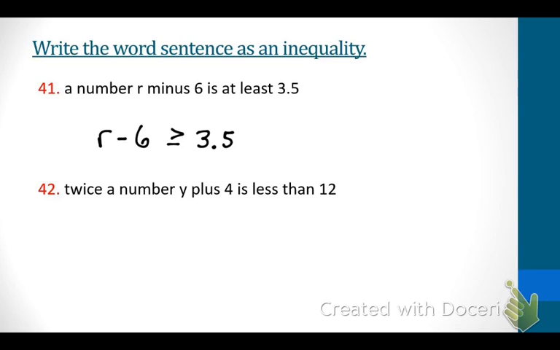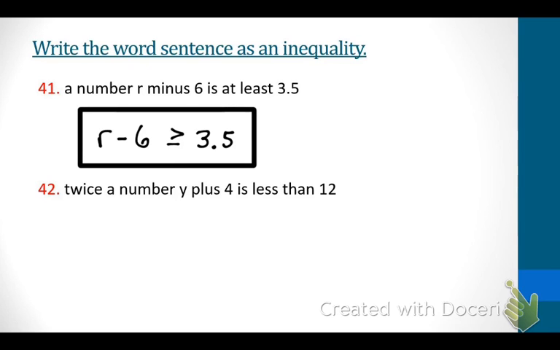Okay, how many of you would agree and yours looks like that? Greater than or equal to? Okay, so as you're working through that, you can memorize in your head that at least is always going to be greater than or equal to, but you can also figure out in your head a number r minus 6 is at least 3.5. That means it can equal 3.5, but it's got to be bigger than 3.5, so we're going to have greater than or equal to 3.5. Let's go to the next one.